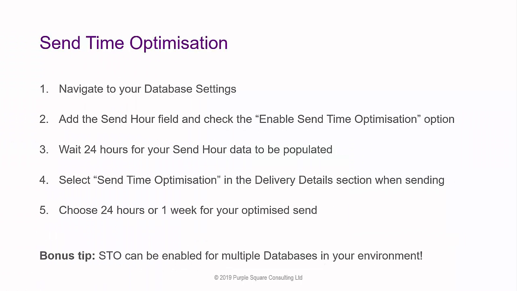Here is a quick summary of the steps we just took you through for enabling send time optimization. Navigate to your database settings, add the send hour field and check that the tick box next to Enable Send Time Optimization is selected. Wait 24 hours for your send hour data to be populated based on your customer's behavior history. Select Send Time Optimization in the Delivery Details section of your mailing send screen, and choose 24 hours or 1 week for your optimized send.